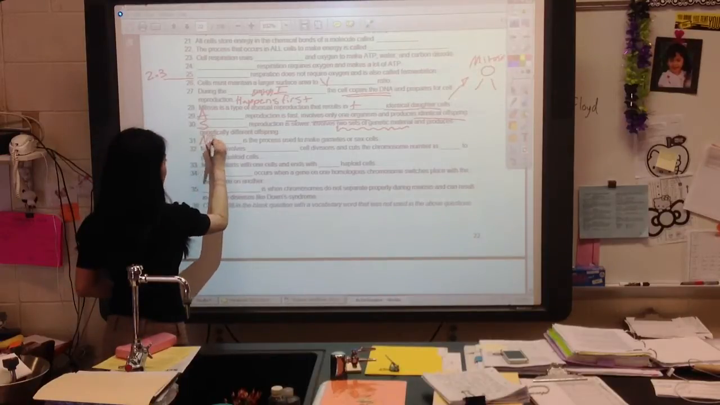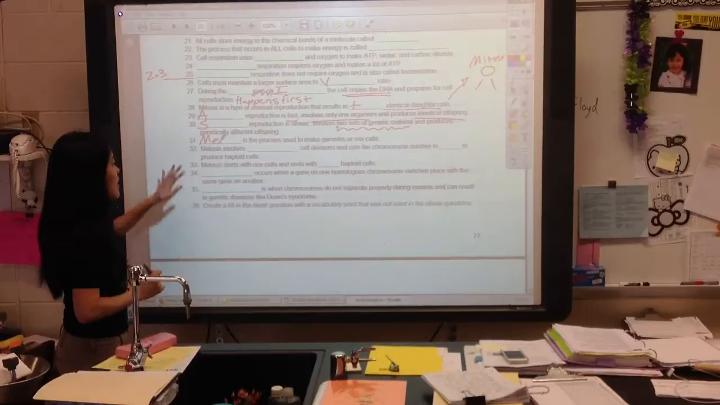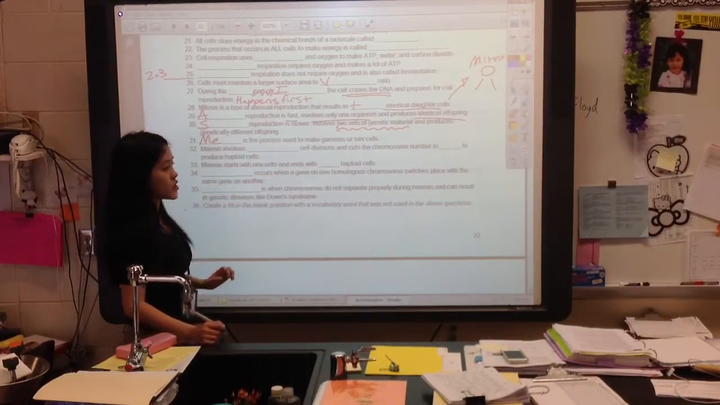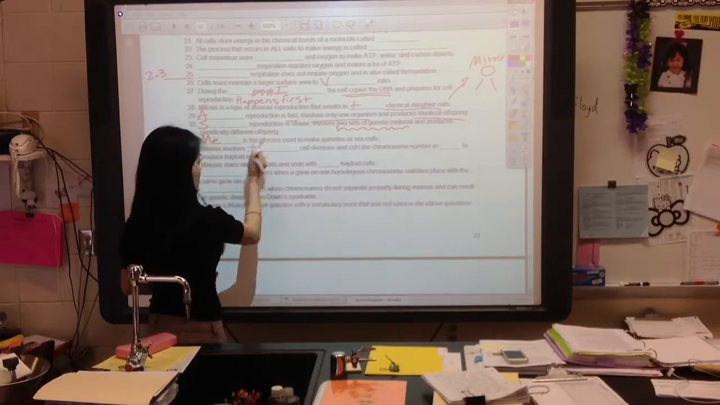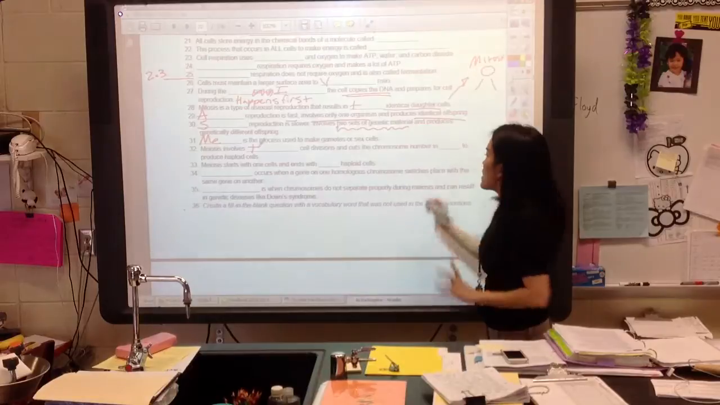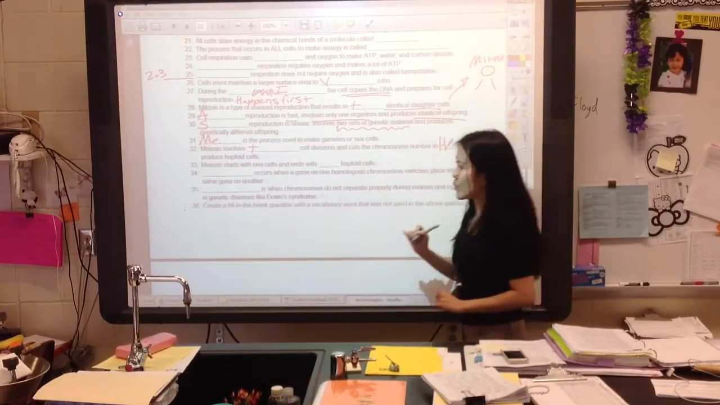This is going to start with an M-E, okay, so you want to fill that in. 32, meiosis involves blank cell divisions. How many? Starts with the T, and cuts the chromosome number in, if we're writing out the word, starts with an H, to produce haploid cells.